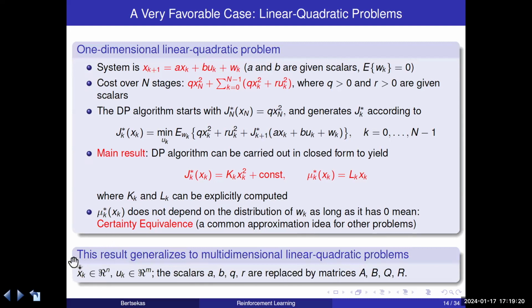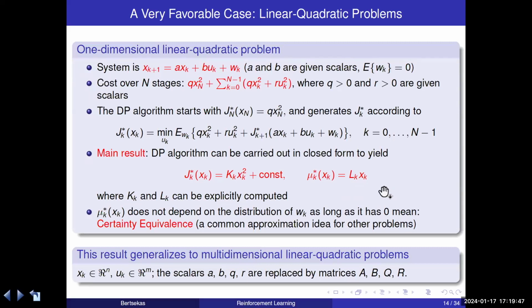Moreover, as I mentioned earlier, this result generalizes to multidimensional linear quadratic problems where A is a matrix, B is also a matrix, and the vector X is a multidimensional vector, and similarly, UK is a multidimensional vector. All the calculations I'm going to show you generalize, except that they have to be done with linear algebra, with matrix algebra. This is possible to do.